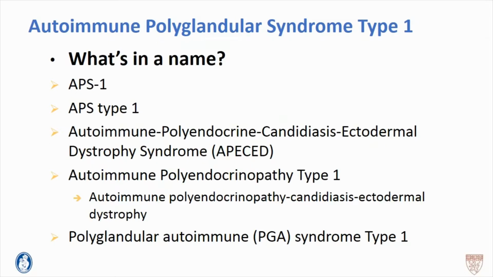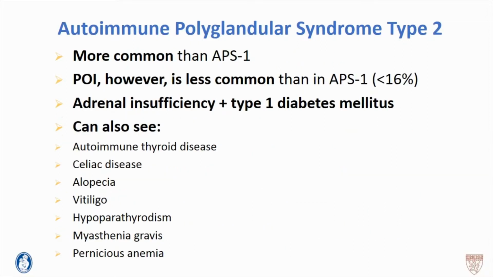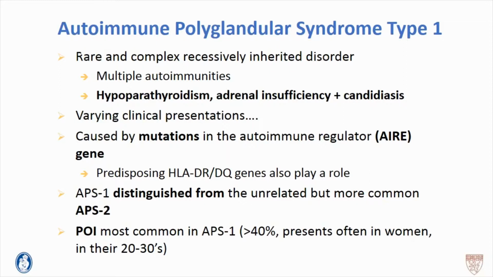So just briefly, we've talked all day about APS, what's in a name. There are a lot of different ways that this condition is termed in the literature. I also, as has already been said, but I'll just underscore the points, the classic triad is hypopara, adrenal insufficiency, and candidiasis. What's very interesting and challenging about the APS, hard for parents to know what to expect, is the varying clinical presentations. We've talked about the AIRE gene today and even some of the HLA predispositions. APS1 is distinguished from the unrelated but more common APS2.